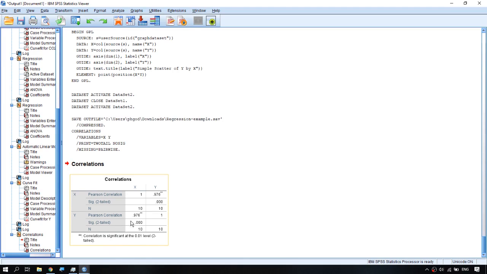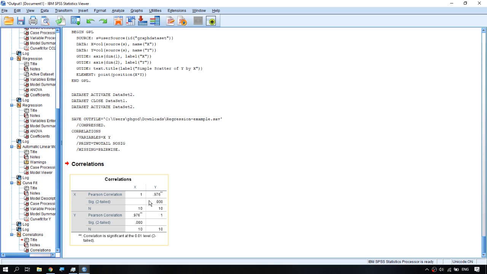Now down here we also have the correlation between y and x. Of course this number is always the same as the correlation between x and y because the correlation is a symmetric concept. The correlation between x and y is always equal to the correlation between y and x for any 2 variables x and y. So this is what we get from the correlations.